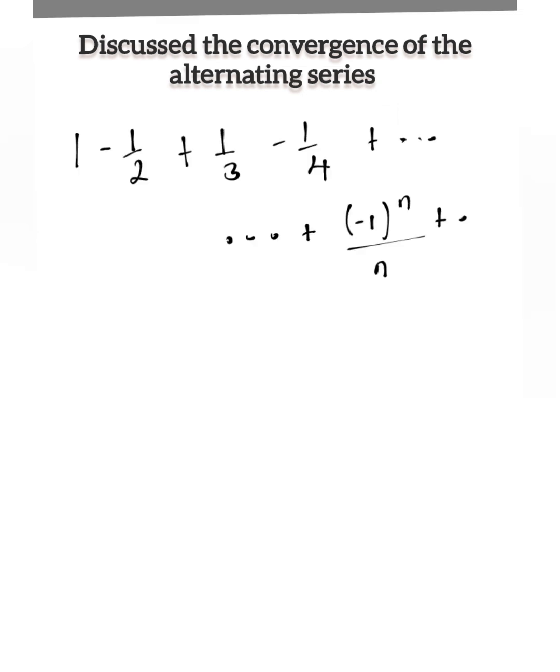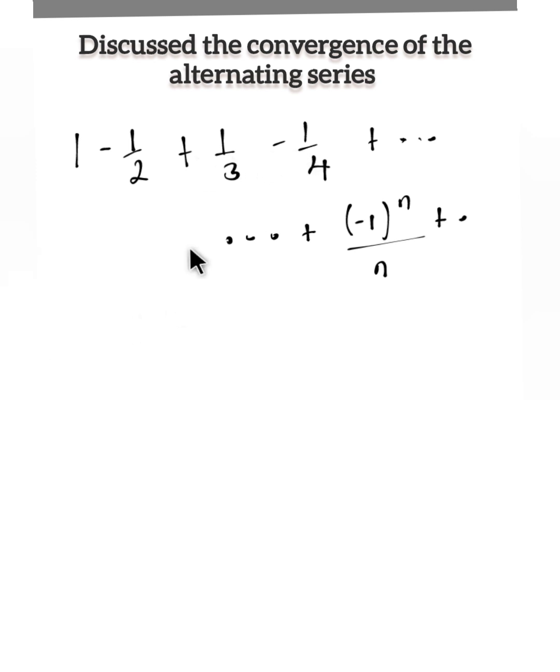Now the series is of this form: 1 minus 1 over 2 plus 1 over 3 minus 1 over 4 plus. So this is a question, and we have to prove that this alternating series converges. But how do we know it is an alternating series? In an alternating series, the sign of each term changes from positive to negative to positive to negative. Like the first term 1 is positive, second term negative, third term positive, fourth term negative, hence it is alternating.